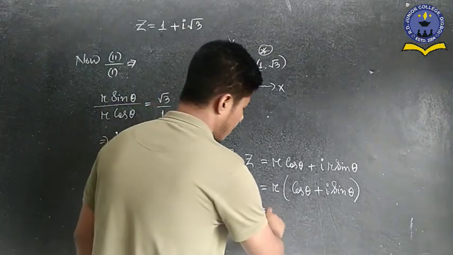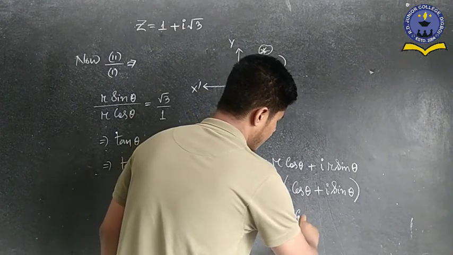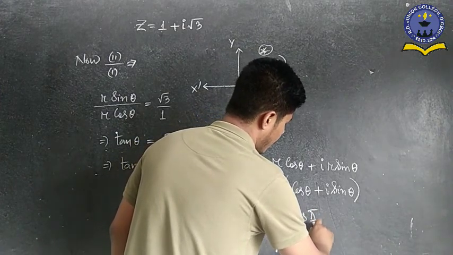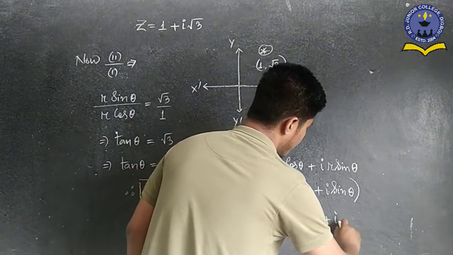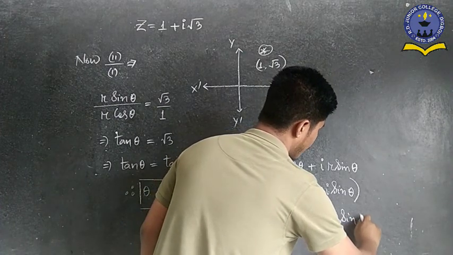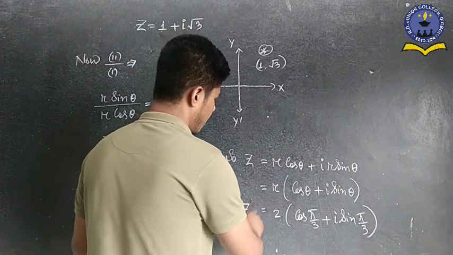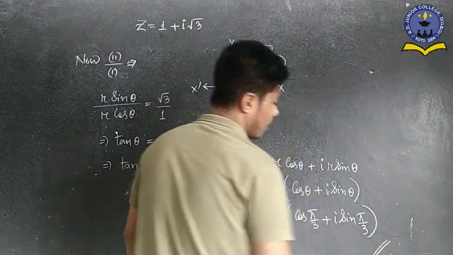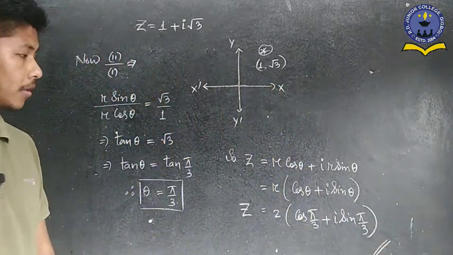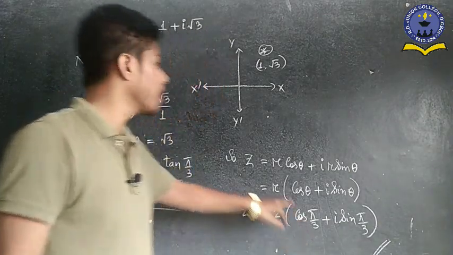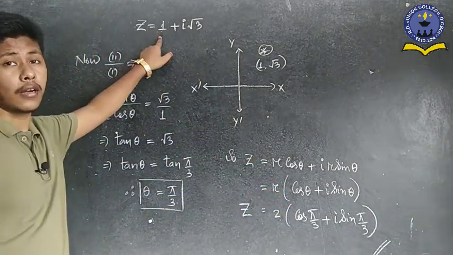So that's why we have to write this one is 2, and this one you have to write cos pi by 3 plus i sin pi by 3. Is it clear? So this one is our required answer. So this one is the polar form and this one is the Cartesian form.